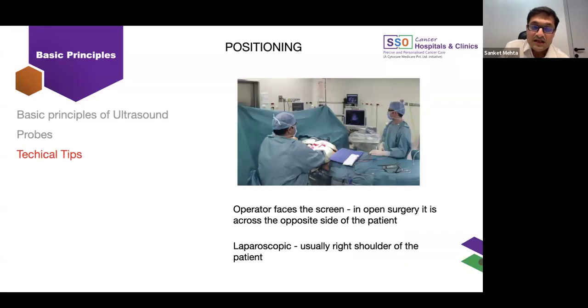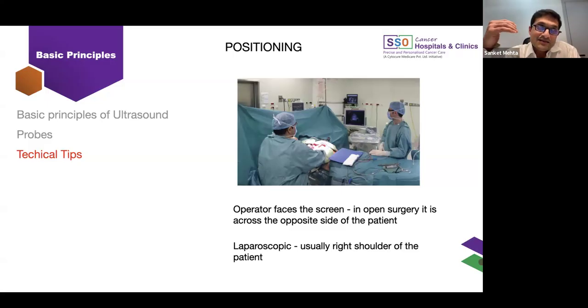Now, we'll go to the technical tips during the surgery for performing intraop ultrasound. The first and I think the most basic foundational thing is the positioning of the machine. In open surgery, the machine has to be facing the surgeon on the opposite side of the patient. That's the most convenient way of knowing how to manipulate the liver and being able to see both the liver and the screen in the same field of vision so that we can conduct it very well.